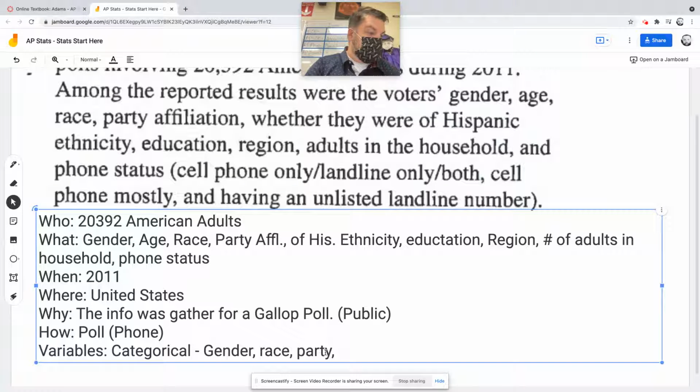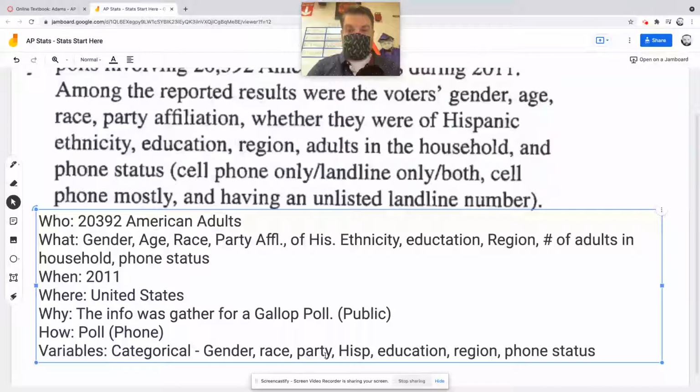There are 9 variables. All of them are categorical, right? Oh, no, not all of them. There are 2 quantitative. So we've got gender, race, party, whether or not they're Hispanic, heritage, education, region, and phone status. You could say status, it's pronounced both ways. And that's it for categorical.